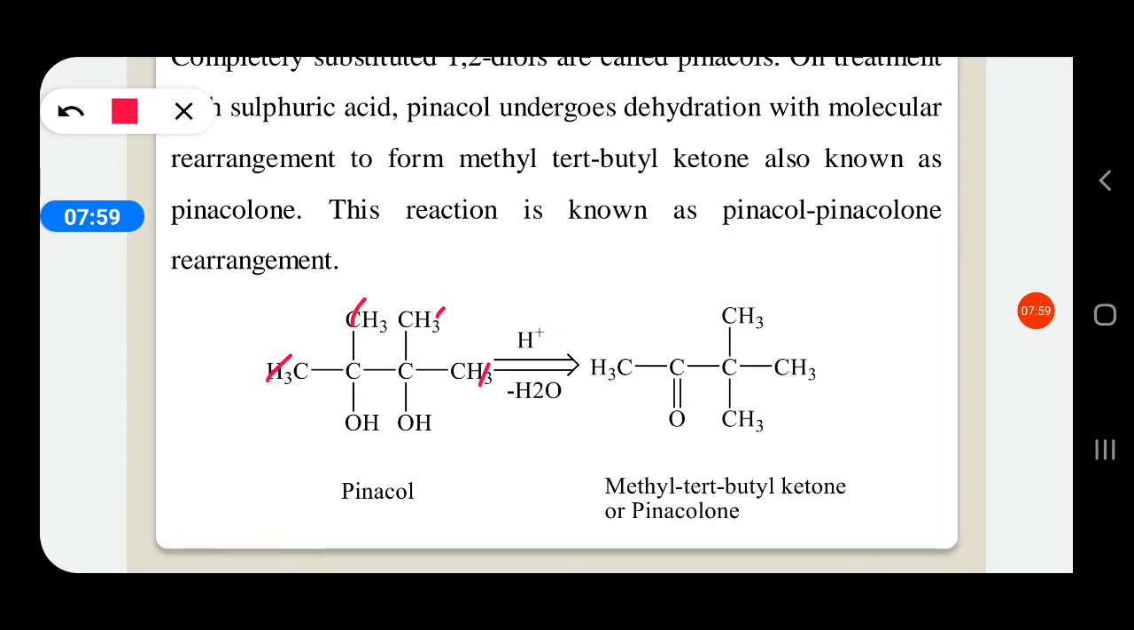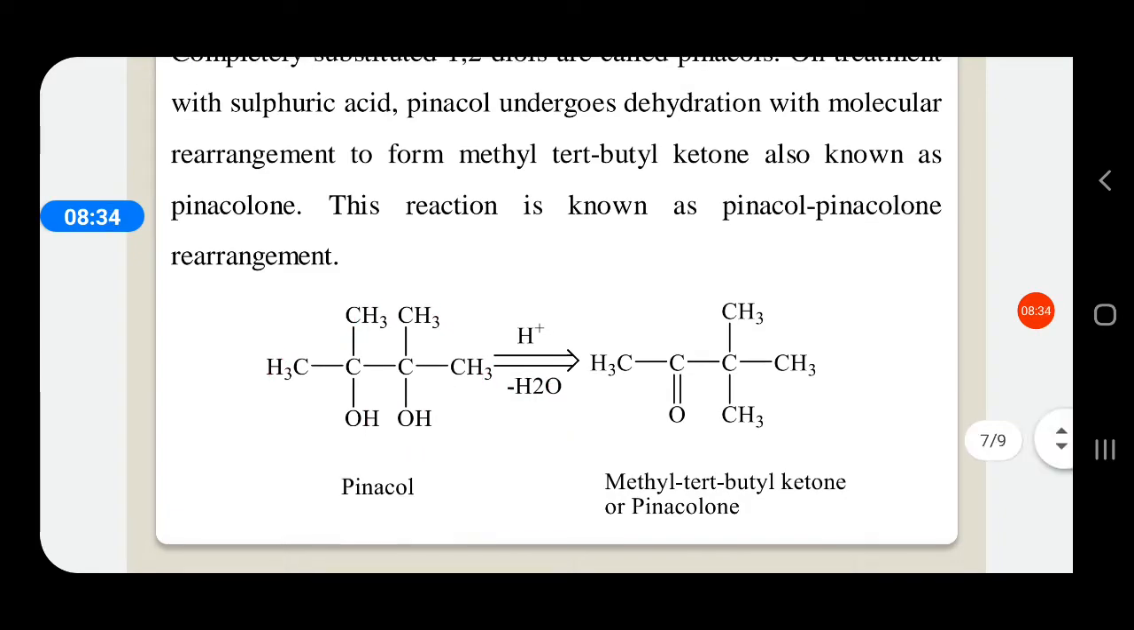Pinacol undergoes dehydration with the removal of a mole of water. A mole of water is removed between them, and one of the CH3 groups is rearranged and it gives methyl tertiary butyl ketone, which is called Pinacolone. With the dehydration it undergoes rearrangement, so it is called the Pinacolone rearrangement reaction.